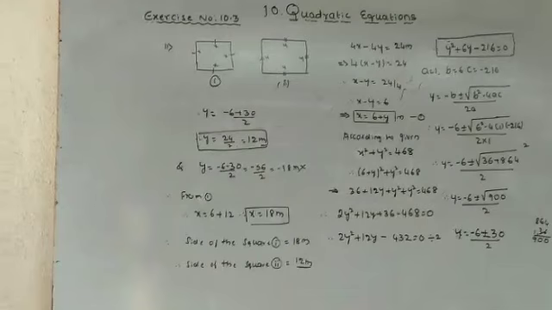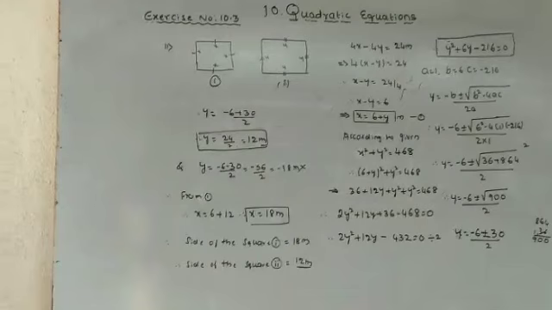Next, let the side of the second square be y meters. So y, all 4 sides are equal, y, y, y. And therefore, area is equal to side into side. So that is y square meter square. What about perimeter? Yes, 4 times y meters. First, note all this.